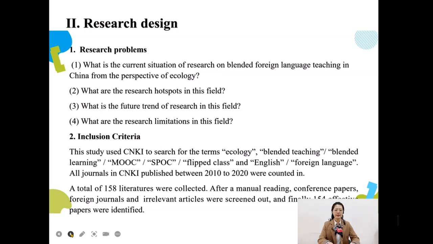This study used the CNKI to search for the terms ecology, blended teaching or blended learning, or MOOC or SPOC or flipped class, and English or foreign language. All journals in CNKI published between 2010 to 2020 were counted in. A total of 158 literatures were collected. After manual reading, conference papers, foreign journals, and irrelevant articles were screened out, and finally, 154 effective papers were located.